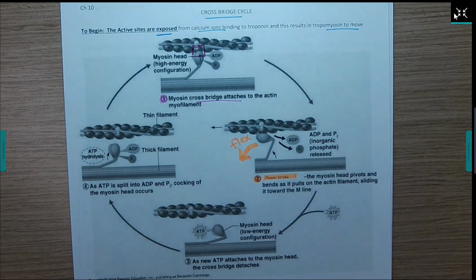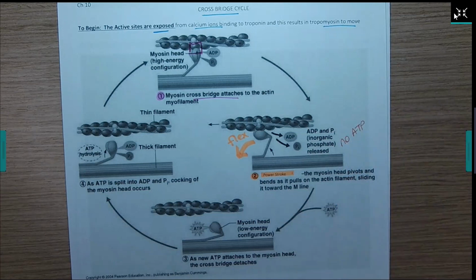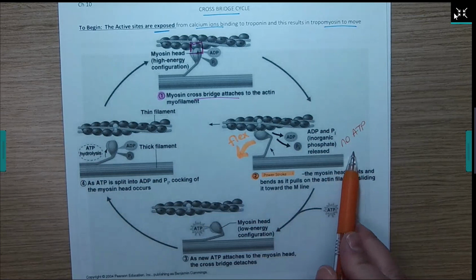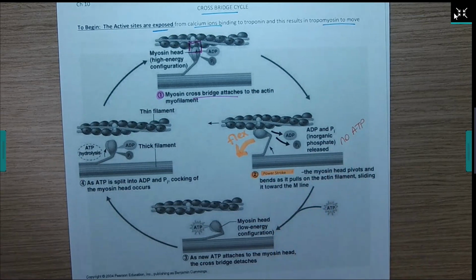So the myosin head is flexing. That is called the power stroke. And I do want you to be aware this requires no ATP for that to happen, which I know sounds kind of weird because power, you think ATP. Well, that's not the case. The power stroke means no ATP.